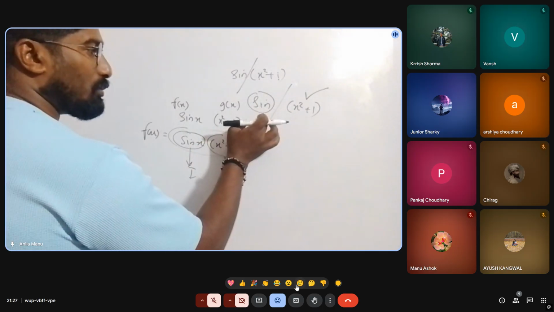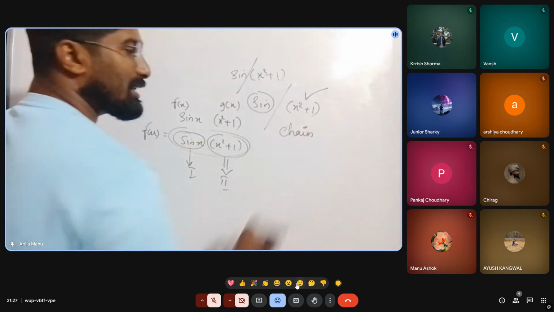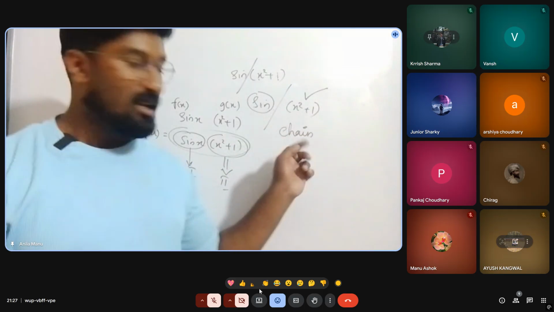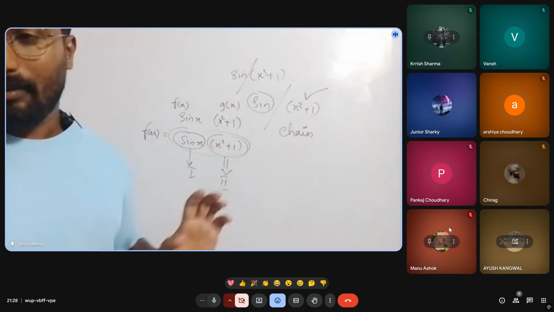Here it is a composition, so we have to apply the chain rule that we studied in the last class. So the chain rule is only for composite functions. If you get these kinds of two functions, we can simplify by using the product rule.